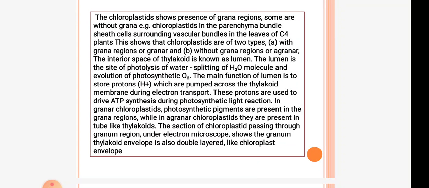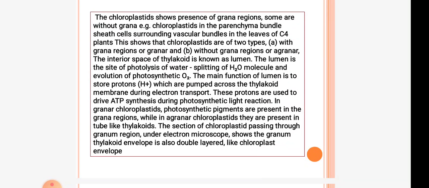The interior space of thylakoid is called lumen. It is the site for photolysis of water, or evolution of photosynthetic O2 takes place in lumen. The main function of lumen is to store protons which are pumped across the thylakoid membrane during electron transport. These protons are used to drive ATP synthesis during photosynthetic light reaction.